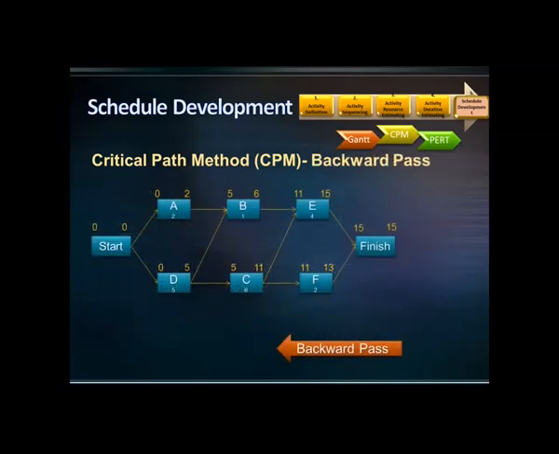Now let's examine the backward pass. For the backward pass, we start from the back or finish milestone, change the direction of arrows, and move backwards. In this example, the latest finish date for the finish milestone is 15 days. When you move backwards from the finish milestone, what would be the latest finish date of activity F? Yes, you are right. It is 15 days. The late finish date for activity E is also 15 days. How about the late start date for activities E and F?